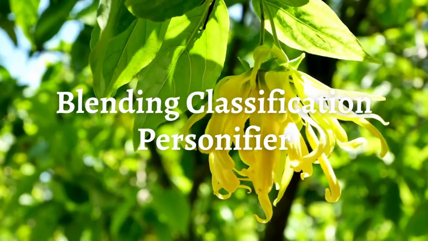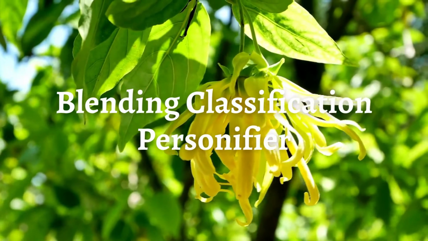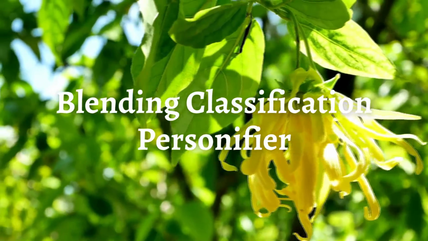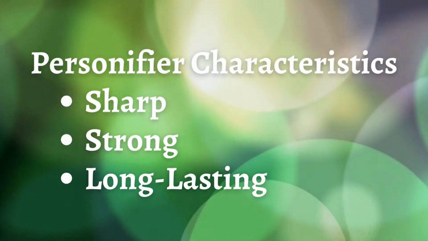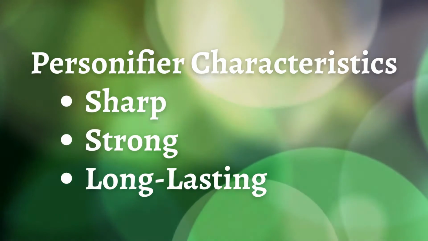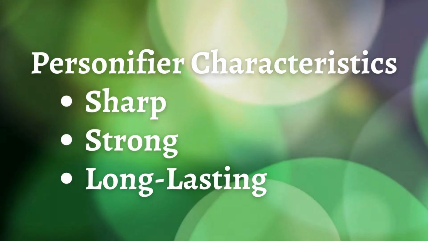Okay, so in blending by classification, we are going to be looking at the characteristics of each classification and the order in which these should be used in a blend. The first one is the personifier. Now, the personifier is 1 to 5% of the blend, okay? And this one is going to have very sharp, very strong, and very long-lasting fragrances. And they also have a very dominant personality with a very strong therapeutic action.